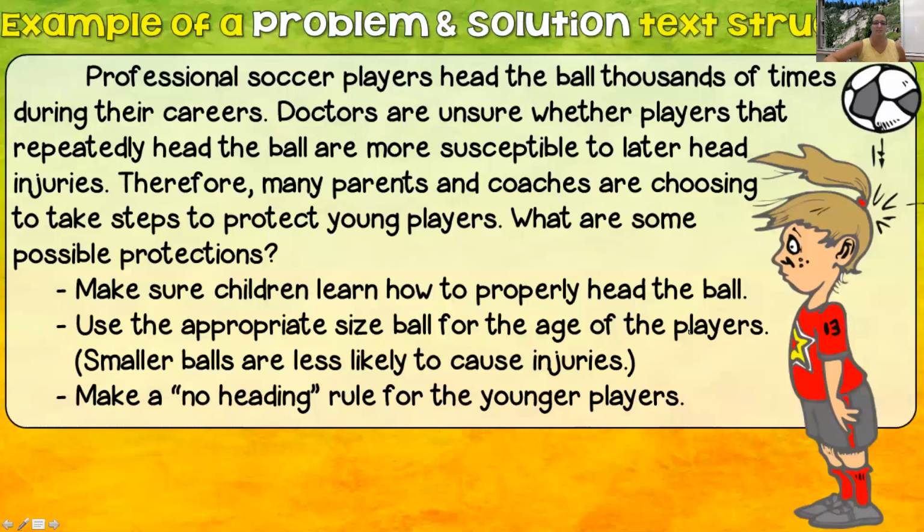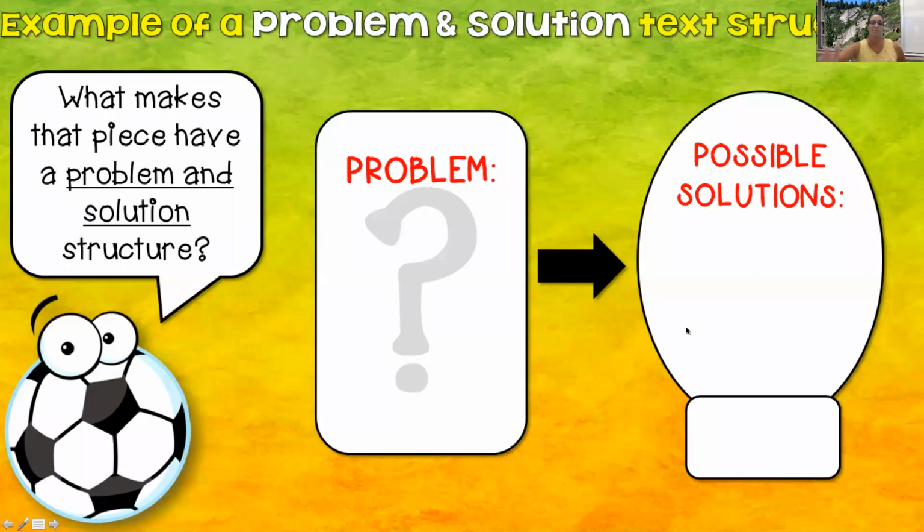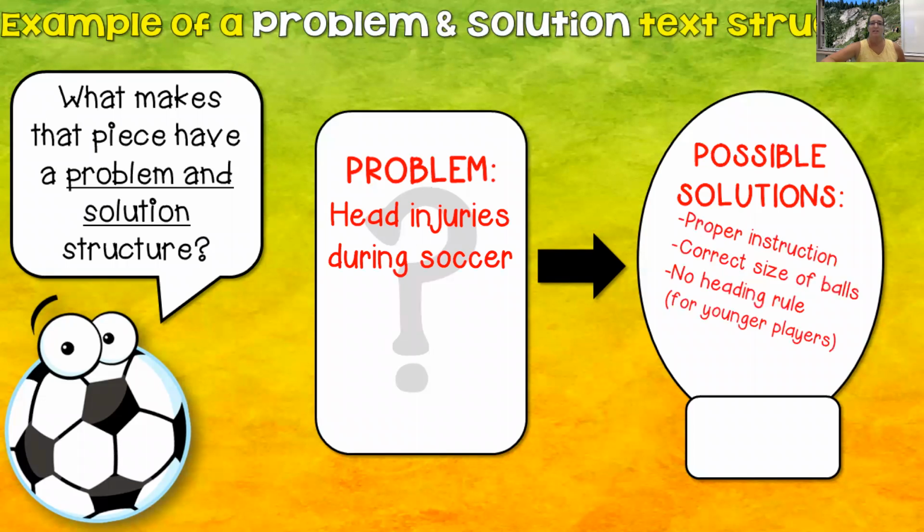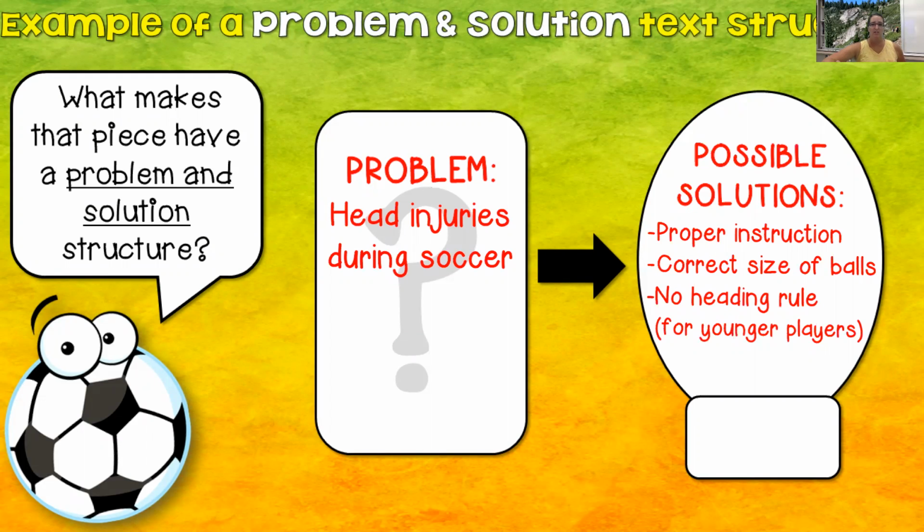All right, awesome. So think about it. What was the problem in the paragraph that we read? Go ahead and shout it out, guys. What was the problem? Head injuries. Heading the ball. Head injuries, concussions. Head injuries during soccer. And then there were some possible solutions that they mentioned to us.